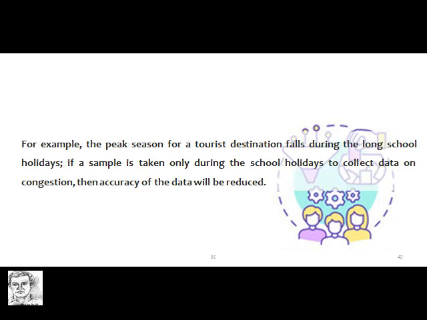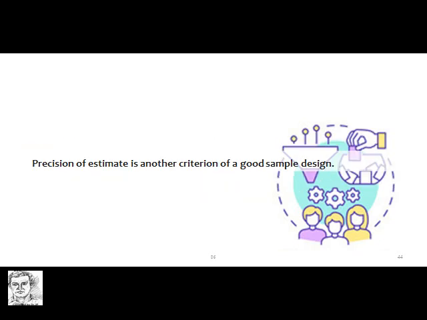For example, the peak season for a tourist destination falls during the long school holidays. If a sample is taken only during the school holidays to collect data on congestion, then the accuracy of the data will be reduced. Precision of estimate is another criterion of a good sample design.